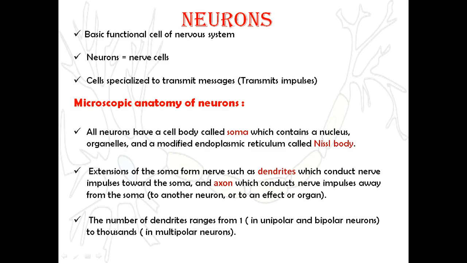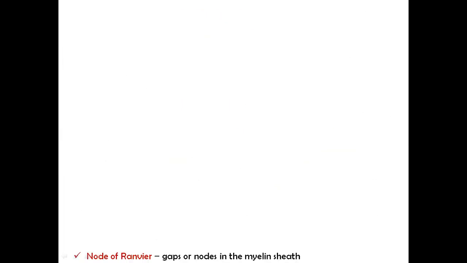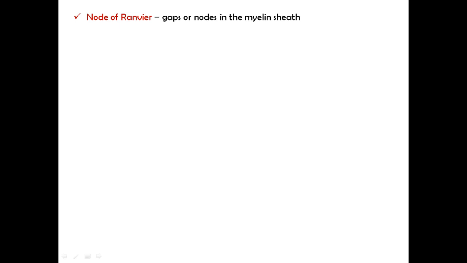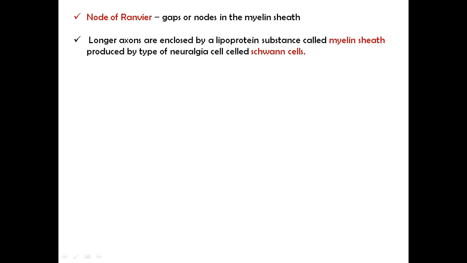The number of dendrites ranges from 1 to 1000: one in unipolar and bipolar neurons and thousands in multipolar neurons. All neurons contain only one axon. Nodes of Ranvier: gaps or nodes in the myelin sheath. The longer axons are enclosed by a lipoprotein substance which is called the myelin sheath, and it is produced by a type of neuroglia cell which is called the Schwann cells.